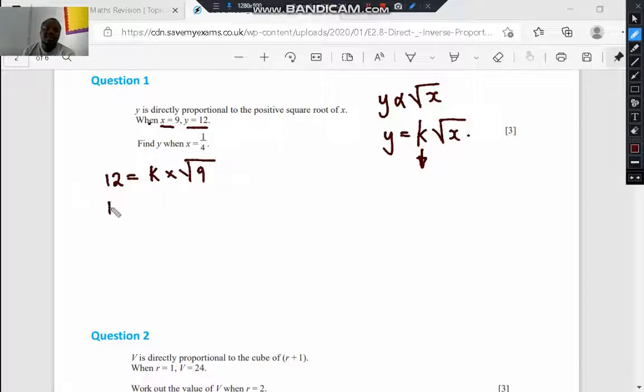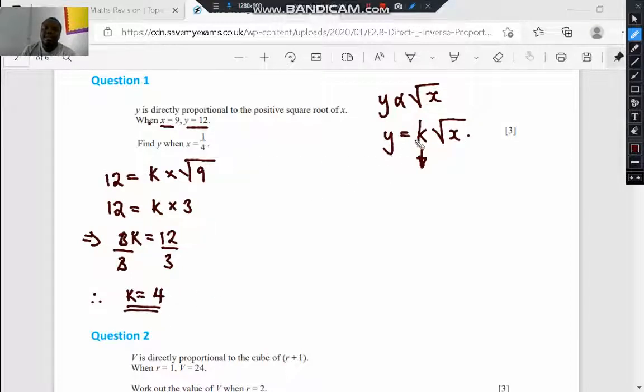So this implies that we've got 12 equals k multiplying the positive square root of 9, which is 3, which then implies that 3k equals 12. When this is the case, we divide by 3 on both sides, which implies that k is equal to 4. So the constant of proportion in this case is 4. We just replace the k with 4 and write the new formula, which is y equals 4 times the square root of x. This is the formula that we'll use for any other part of the question that is remaining.